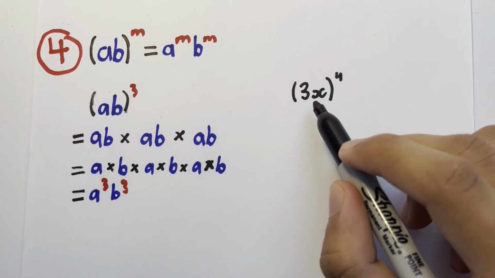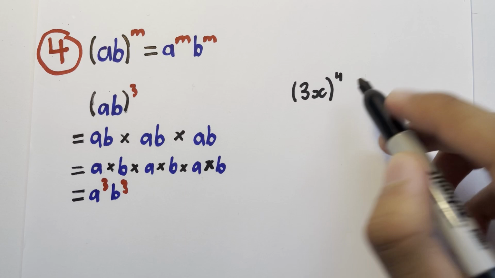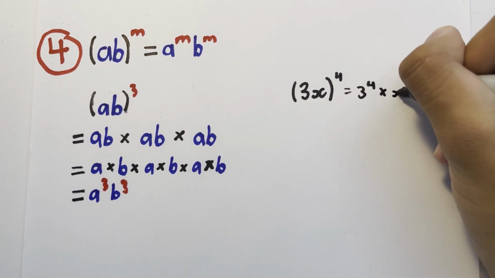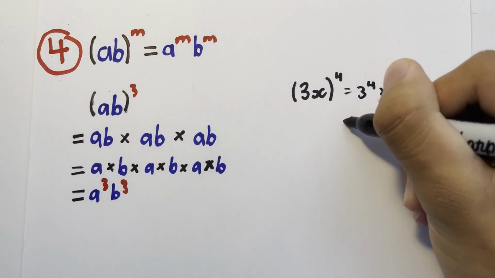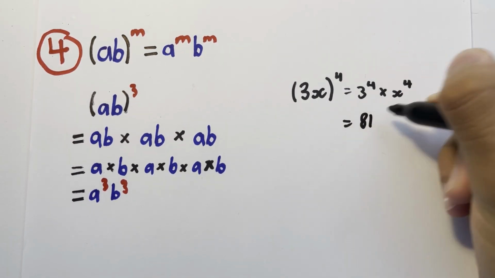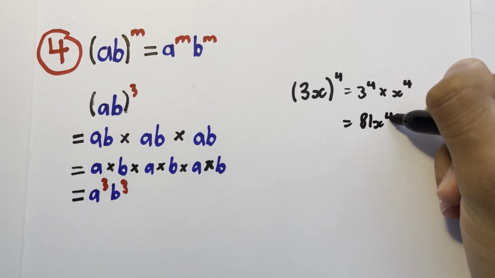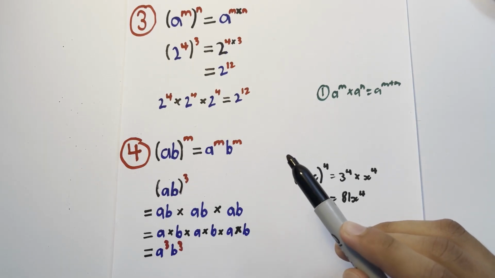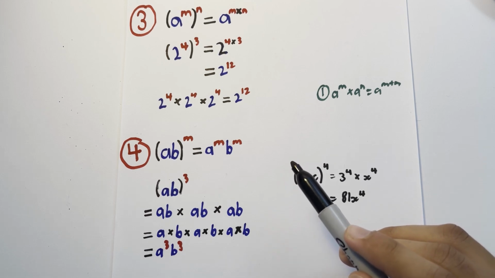For example, in this question, we've got 3x raised to the power of 4. So this is equal to 3 raised to the power of 4 multiplied by x to the power of 4. 3 raised to the power of 4 is 81, and then we can write that as 81x to the power of 4. This concludes my first video on the exponent laws, with the rest covered in my next video.